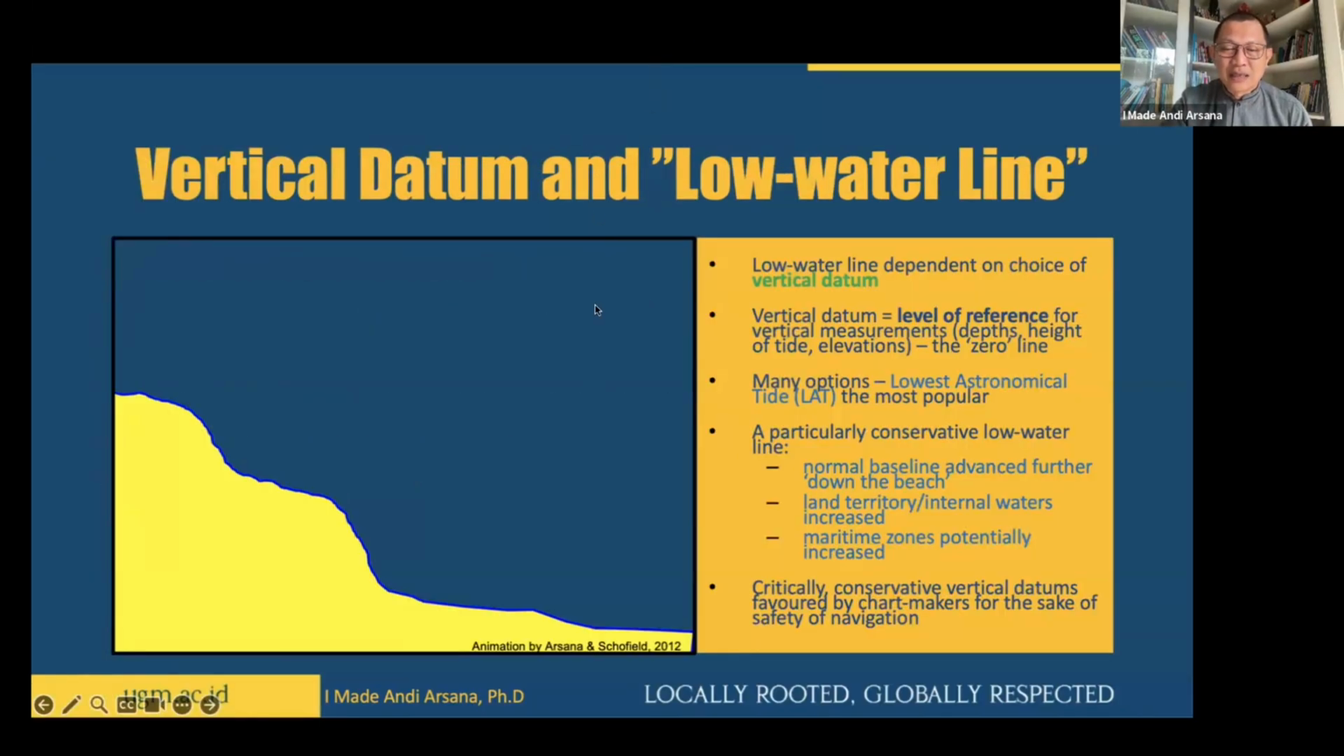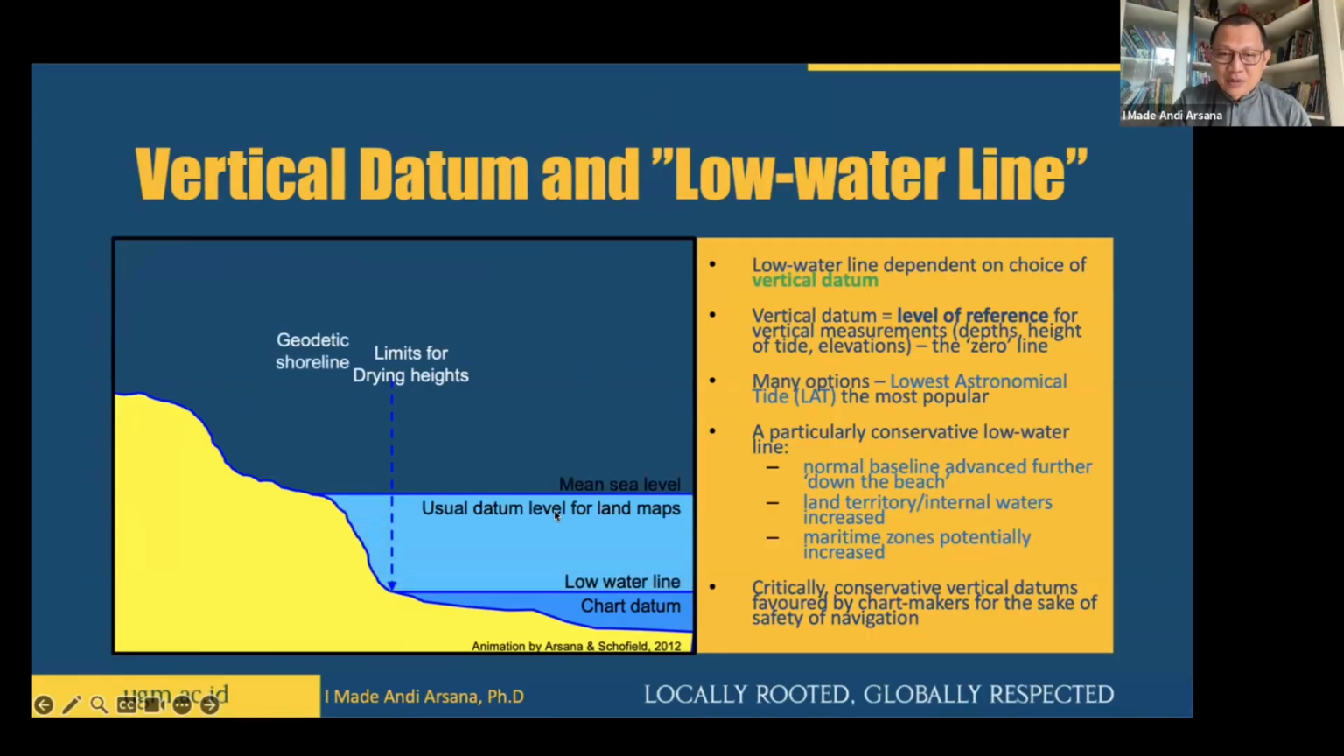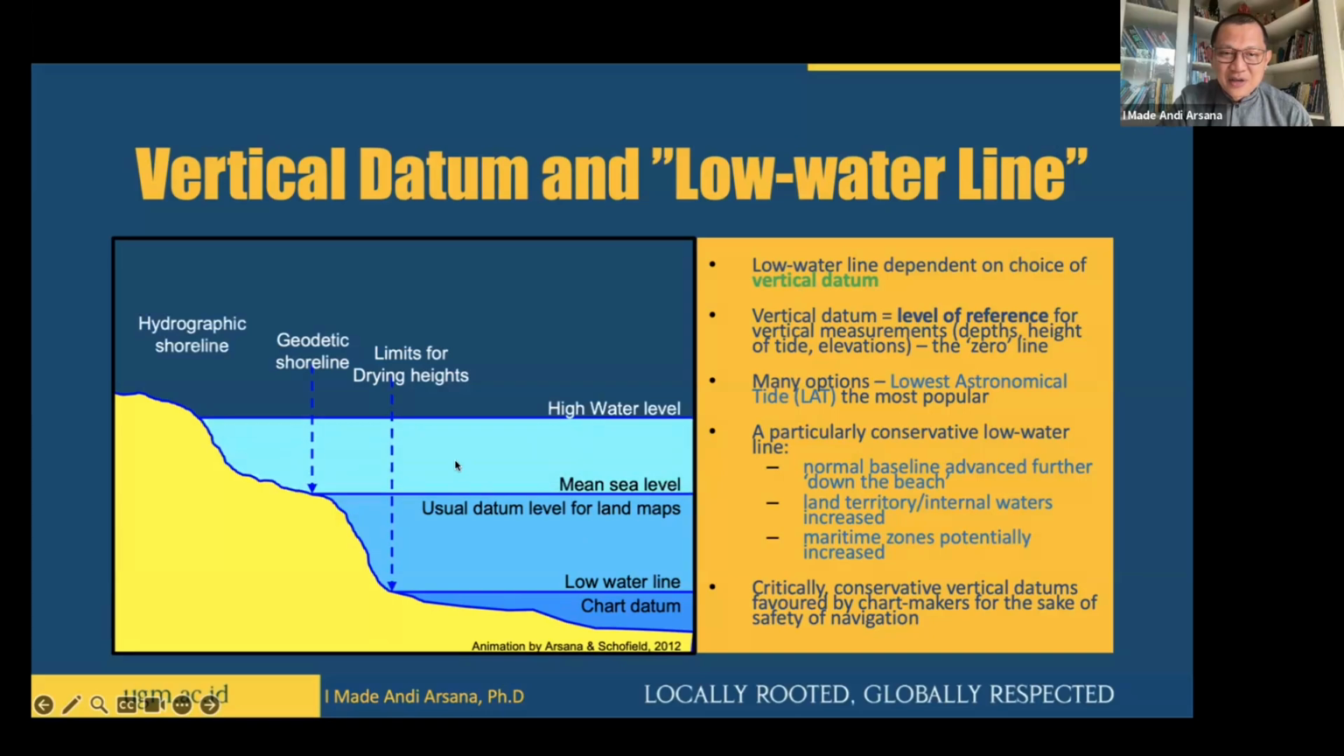Which one is the low water line? So we know that this is actually the water. It is called chart datum or low water line. Of course, it can go up too, right? This is mean sea level. It is the usual datum level for land maps. Jadi kalau peta darat, peta topografi menggunakan ini, mean sea level (MSL), and the other water level is actually the high water level.